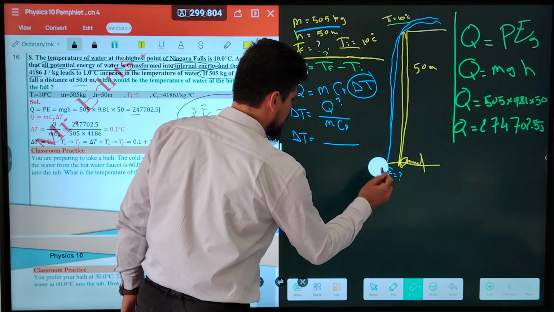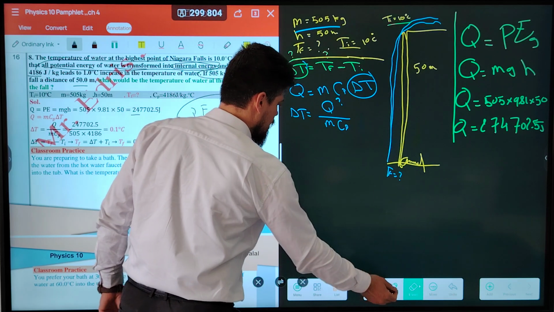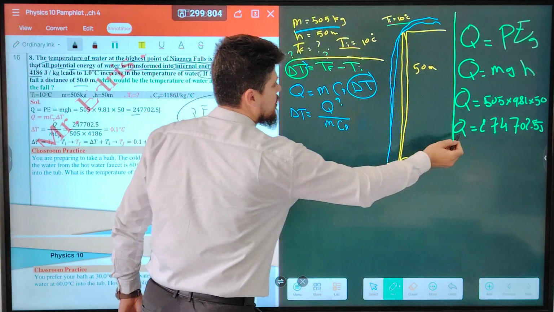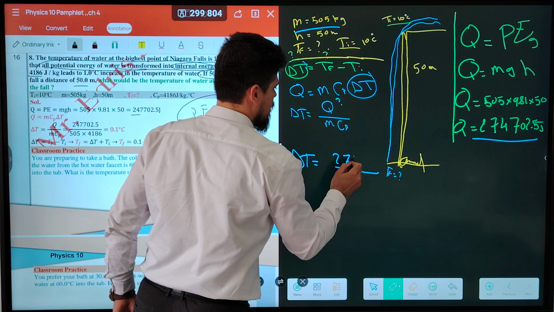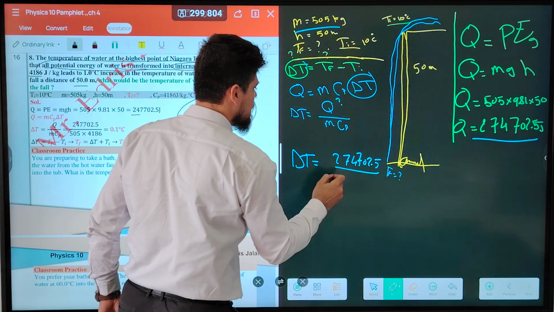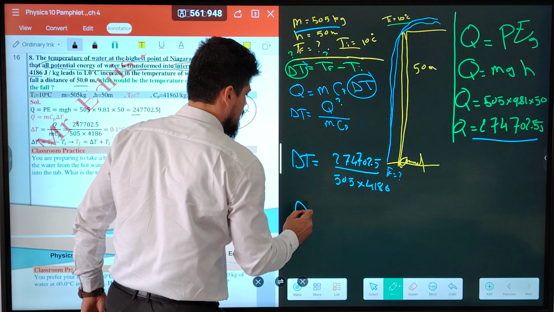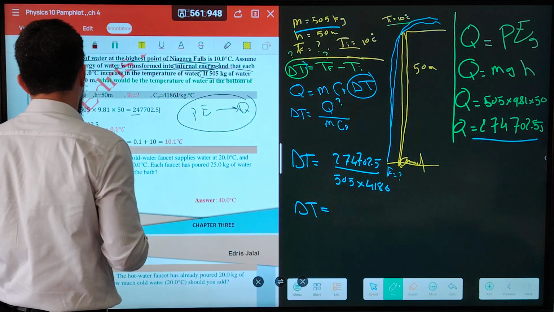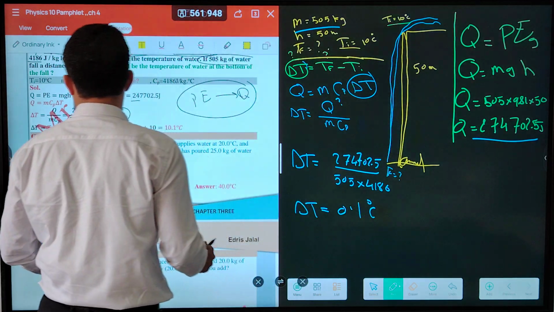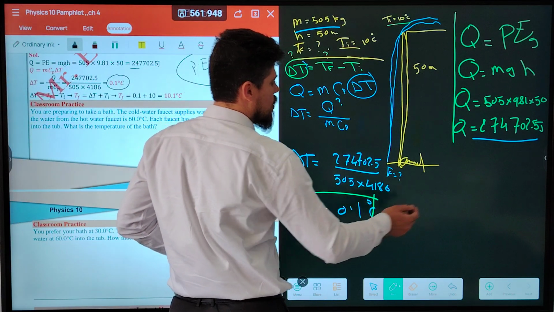Now you can replace here. Delta T is equal to what? Q we didn't have, but we found, divided by mass, 505, Cp 4186. Delta T is equal to what? Delta T is equal to 0.1 Celsius. What is this? This is delta T. This is not the answer of the question.